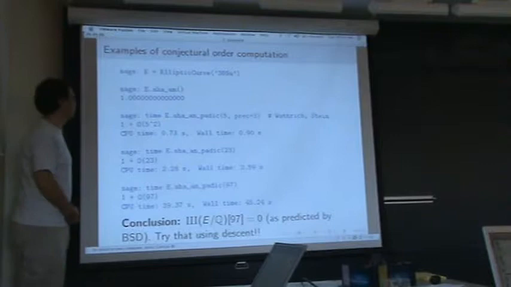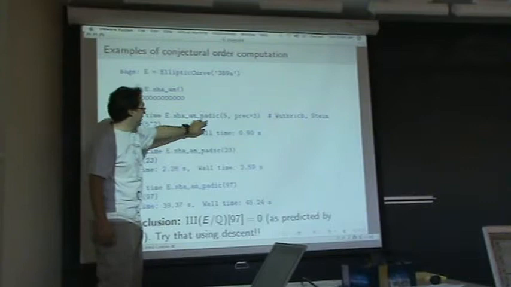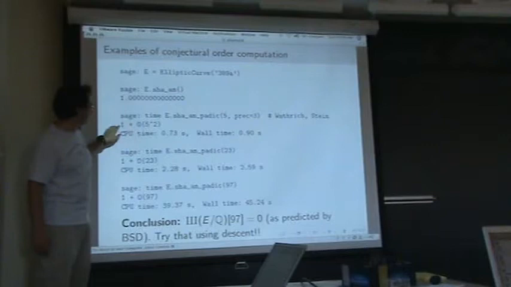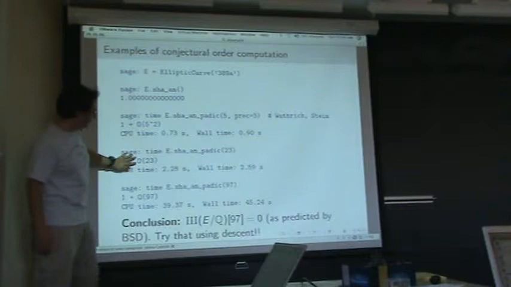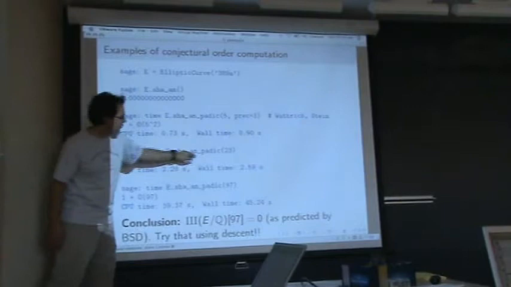So what this does is it computes what the p-adic analog of the BSD conjecture says that the order of Sha should be as a p-adic number. It says it should be 1 plus O of p squared, meaning up to precision p squared, it's conjecturally 1, just like we have here. And likewise, in each case, when you choose a prime p, you find that the conjecture says this.